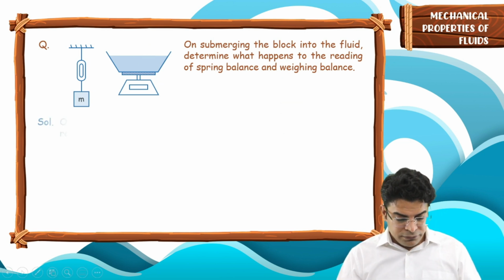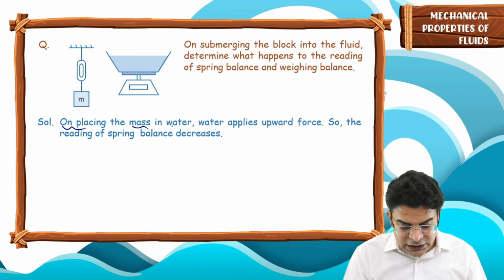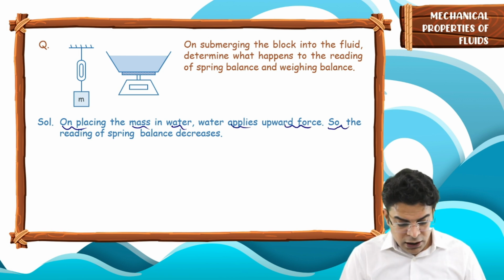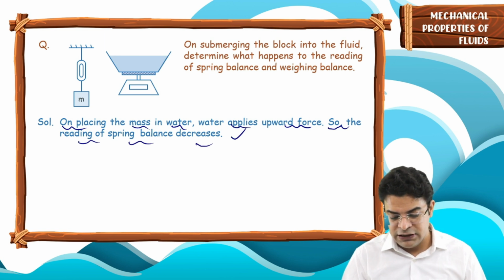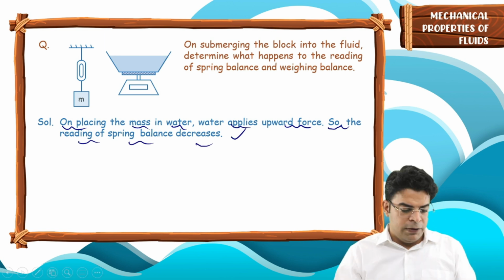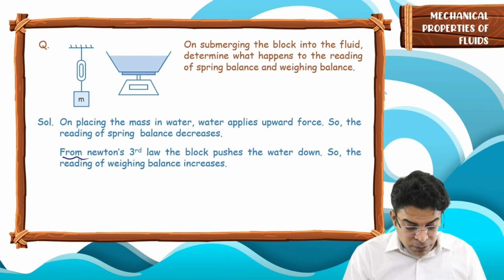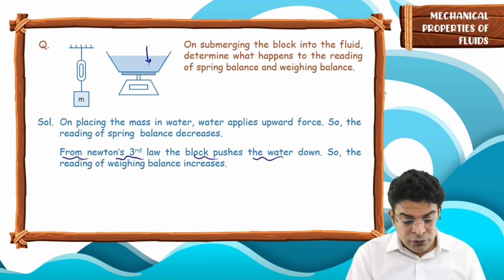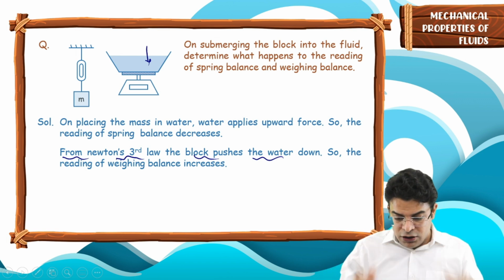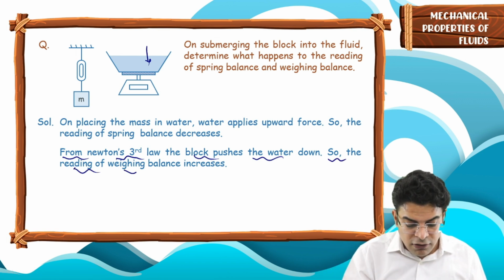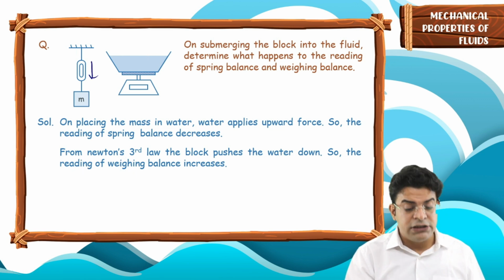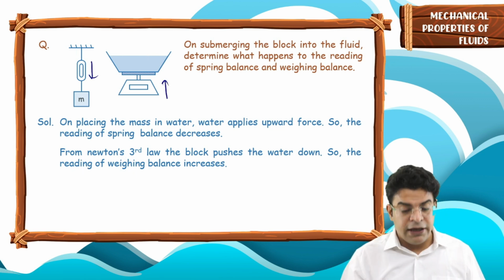So here, on placing the mass in water, it applies an upward force. So the reading of the spring balance decreases. I think till here you guys have no problem. Next part. From Newton's third law, the block pushes the water down. As the block pushes the water down, the reading of the weighing balance will increase. So the reading of the spring balance will decrease while the reading of the weighing balance will increase.